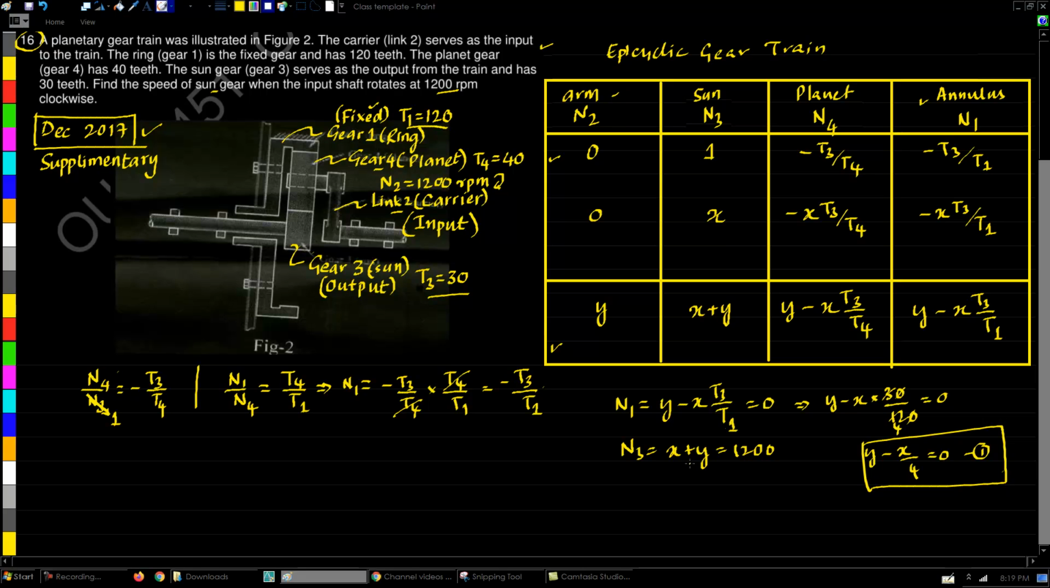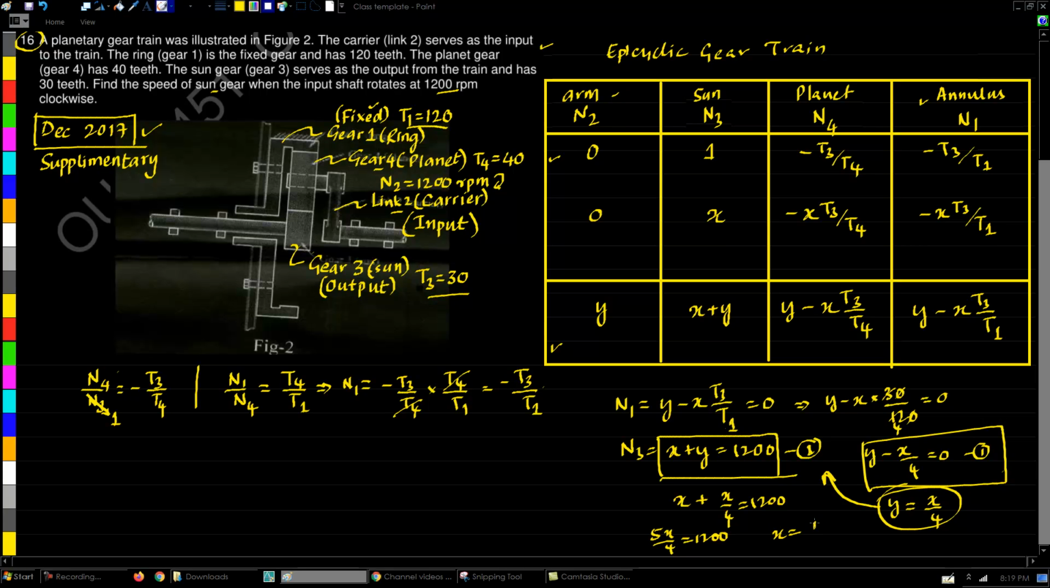Now let's go to the other equation. You can see this is almost very simple already. So this we'll call equation number 2. Now we have to solve these two equations to find the value of X and Y. So let us just go ahead with the Y value. It will be equal to X by 4. So let us substitute this value in this equation. So we get X plus X by 4 equals 1200. So this gives us 5X by 4 equals 1200, which gives X equals 1200 into 4 upon 5.